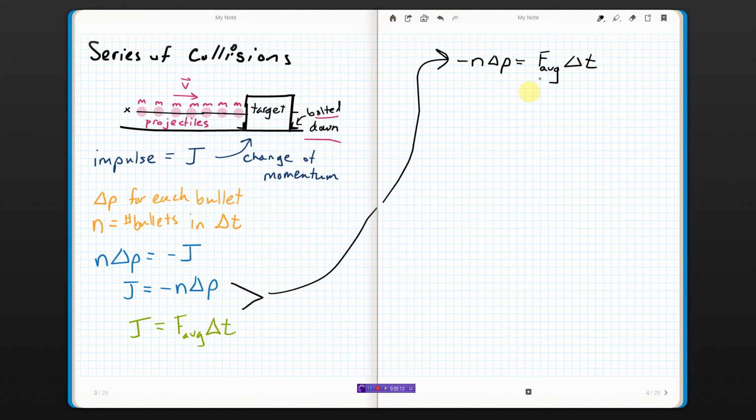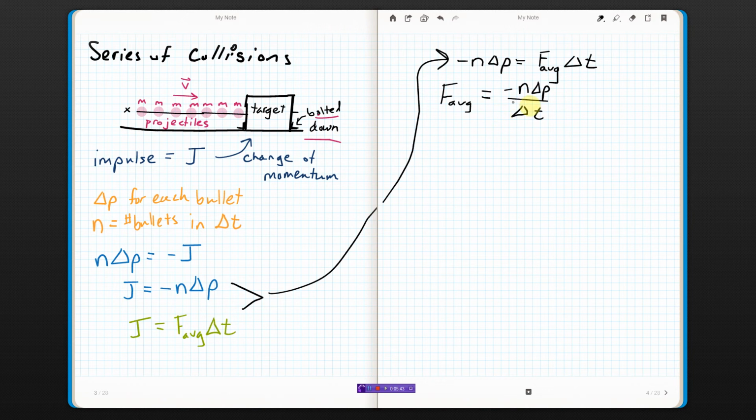If I rearrange that for the average force, because again, that's what I would be concerned about if I was being hit by bullets, is how hard am I getting hit? You know, will I be okay in a vest, or a bulletproof vest or something? Okay, if I arrange this, then I get negative N delta P. Oops, I shouldn't have squished that much. I'm sorry.